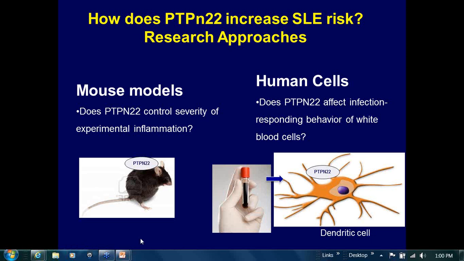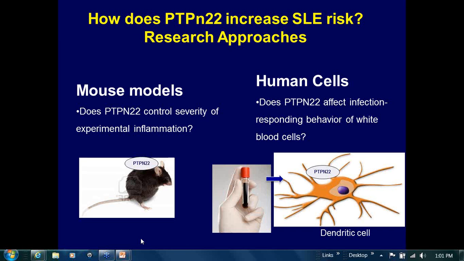A second initiative or parallel approach to studying PTPN22 in lupus has come from our work with human cells. We have asked the question, does PTPN22 affect the behavior of white blood cells when they're responding to infection stimuli? Just as I showed you in the model by Dr. Gillespie earlier in the presentation, we can take blood cells from people and give them substances that mimic viral infection and then monitor their activation, their behavior in terms of the genes and proteins that they produce.